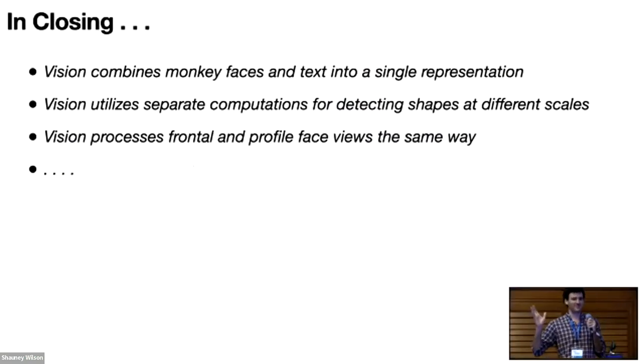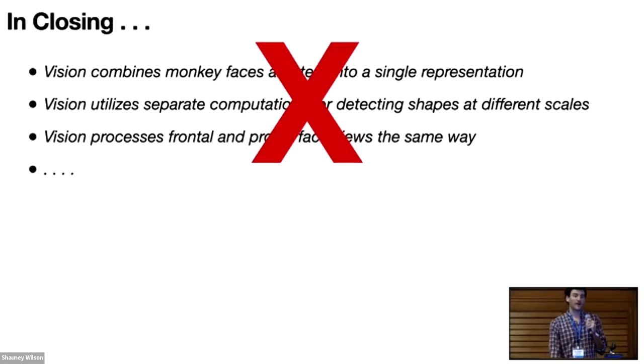Okay, so in conclusion, I just want to head off a certain interpretation of this work, that vision combines monkey faces and text into a single representation, or that it utilizes separate computations for shapes at different scales, or that vision processes frontal and profile views the same. That's not quite the point. This is just particular features in ImageNet trained AlexNet. I don't know if you want to generalize from these features.